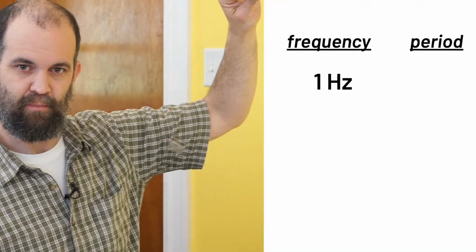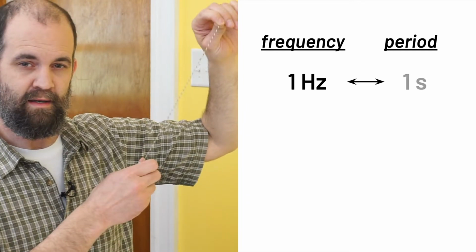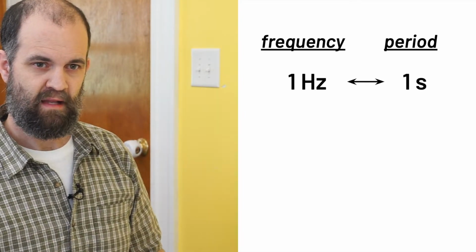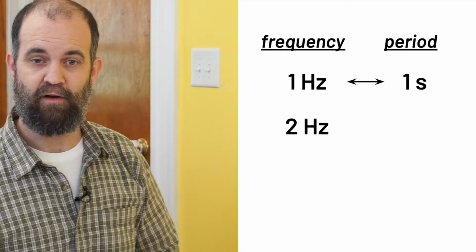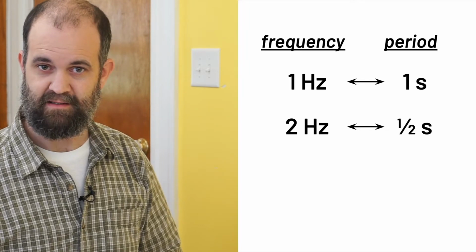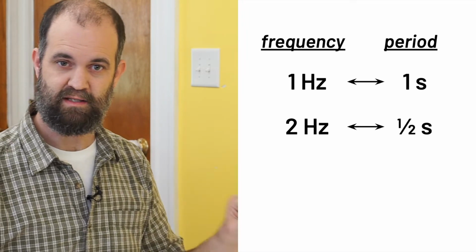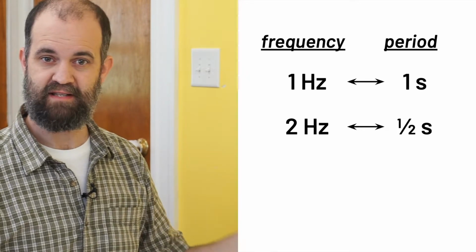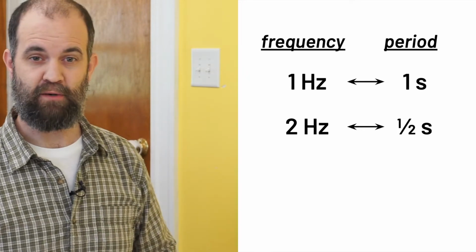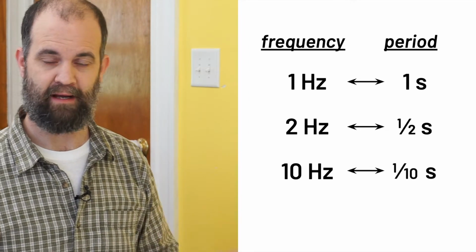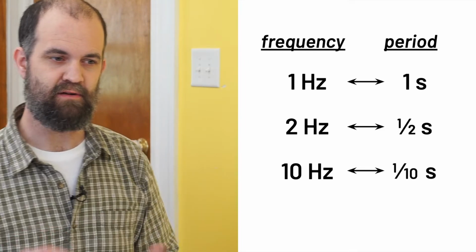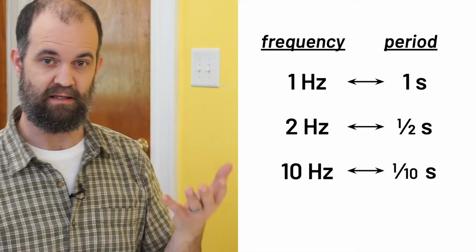And so if we had a pendulum and it swung back and forth 1 time per second, it would have a period of 1 second, wouldn't it? If it swung back and forth 2 times in 1 second, it would have a period of 1/2 of a second. 2 swings per second, that's 1/2 of a second per swing. If we had a frequency of 10 Hertz, then it would take 1/10 of a second to swing back and forth. As you can see, there is a reciprocal relationship between these two, period and frequency, which we'll explore a little bit more later on.